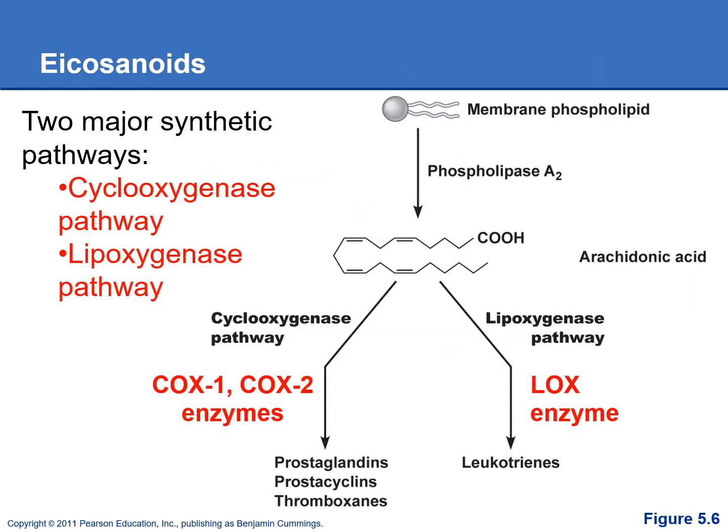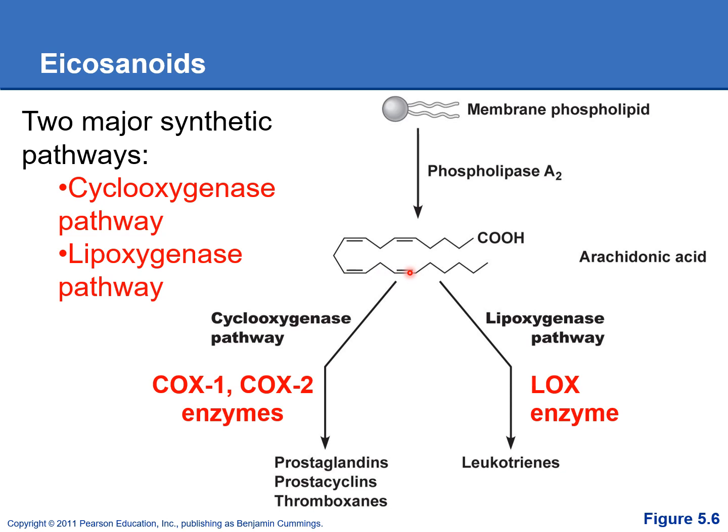This picture from your book shows how the eicosanoids are made. We start at the top. We've got a membrane phospholipid, which is going to be broken down by an enzyme called phospholipase A2, which you do not have to know. This enzyme will break the phospholipid down into arachidonic acid, which can then go down two different pathways here involving some other enzymes, and then make the eicosanoids.